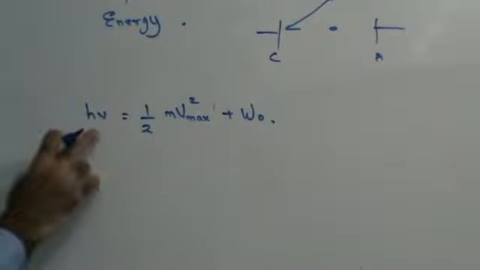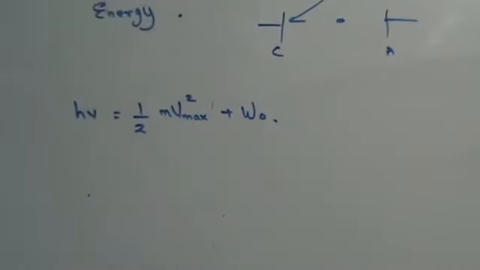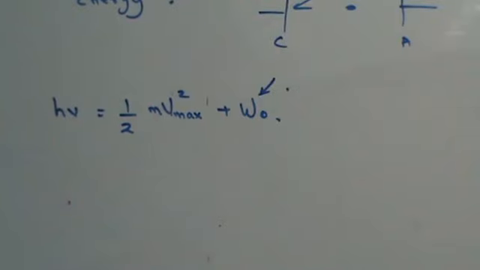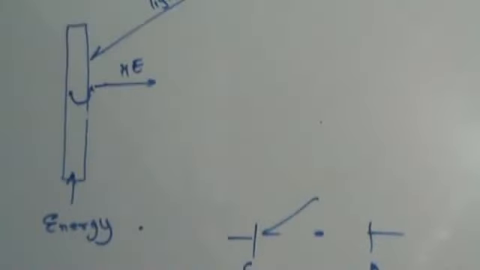Here hν stands for the total energy that is incident on the photoelectric material. h stands for Planck's constant. ν stands for the frequency of the incident light. He said that the total energy supplied is equal to the kinetic energy plus W0. W0 stands for work function. What is work function? Work function is the minimum energy that should be supplied to a photoelectric material so that the electron which is inside is brought to the surface.